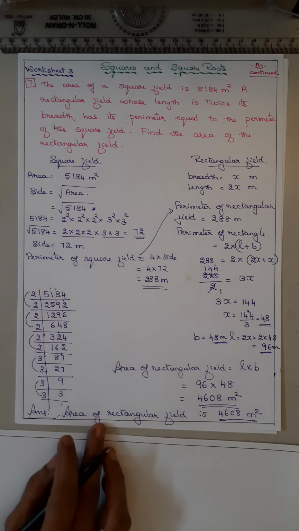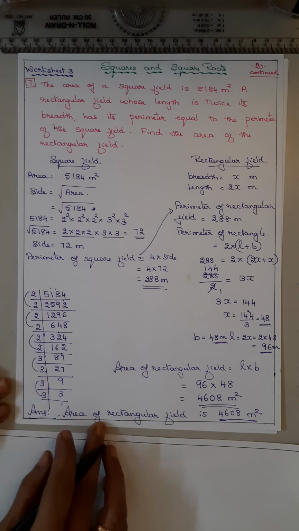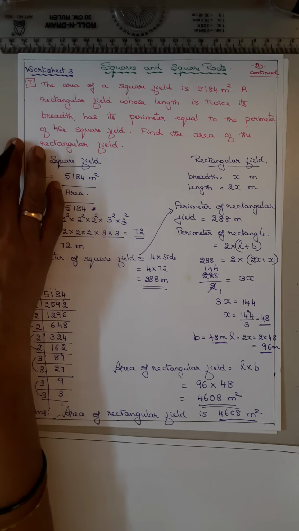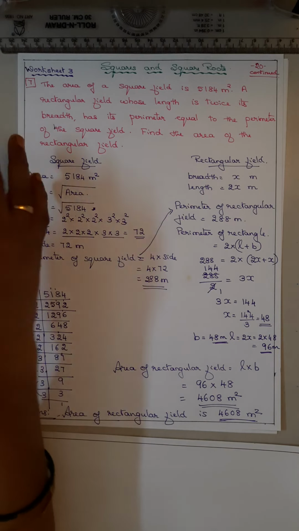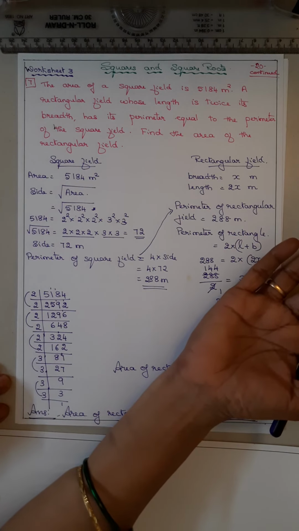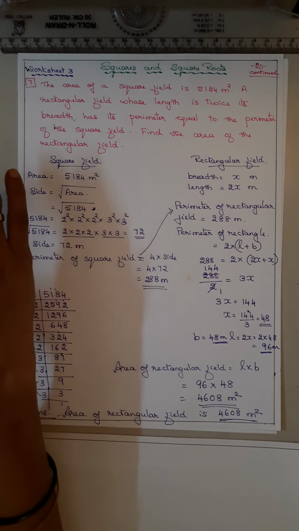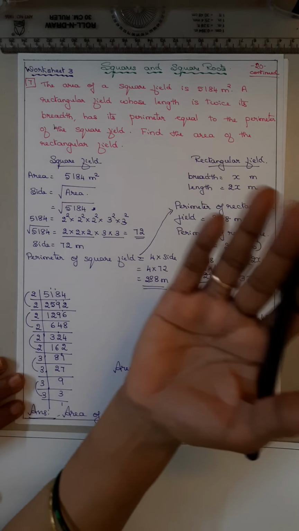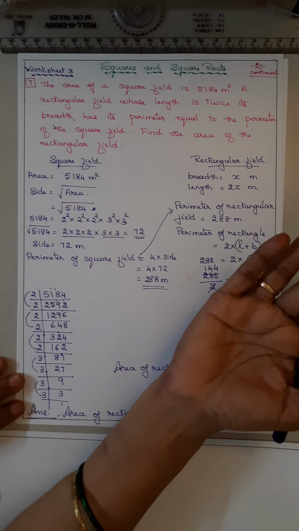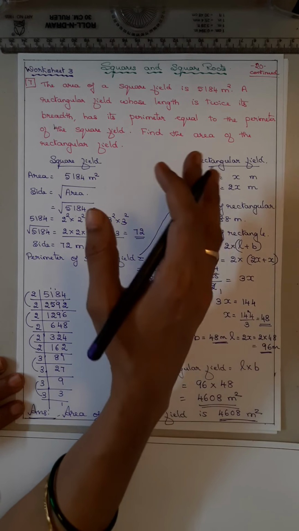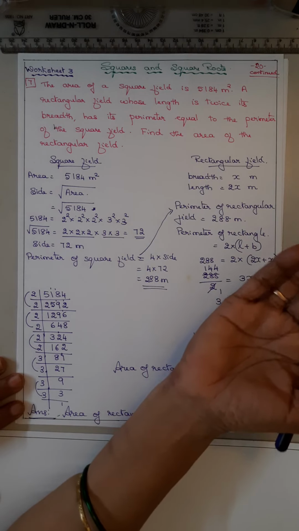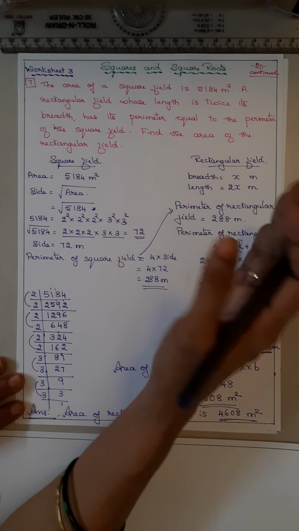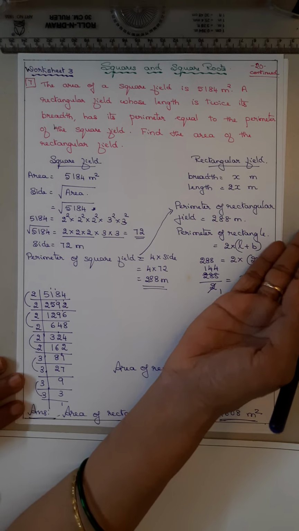A little bit big sum, but understand and write. Okay. So two sets are there. First is the square field, second is the rectangular field. They have given the area of the square field, but they have given the length and breadth such that length is twice the breadth. So if you take breadth as x, the length will be 2x.